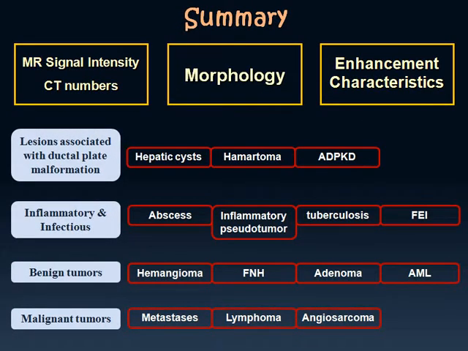Coming back to the first slide, MR signal intensity, CT number, morphology, and enhancement characteristics are really important for differentiating focal hepatic lesions. And focal hepatic lesions can be divided into four groups. If you're familiar with the typical and atypical imaging findings of the focal hepatic lesion, we can make a correct diagnosis.